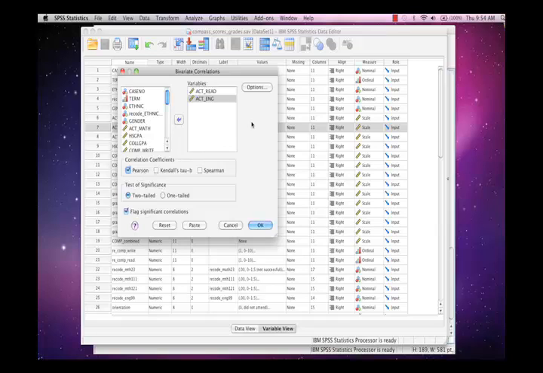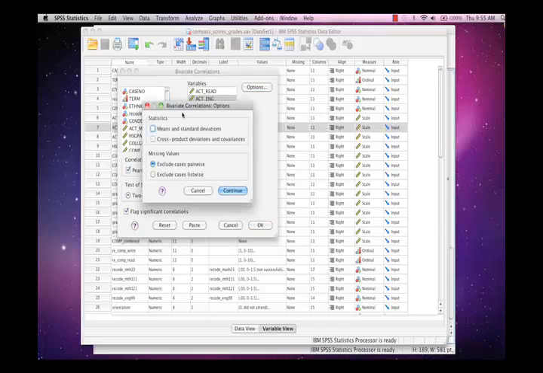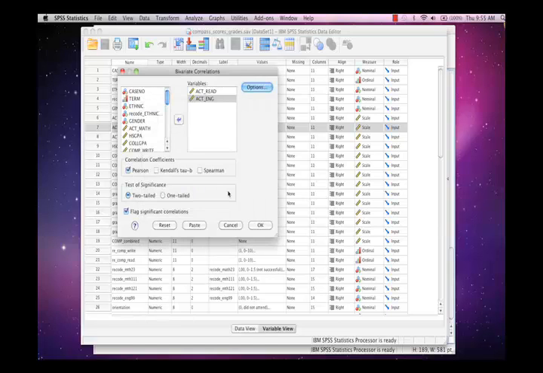Let's see what options gives us for now. Okay, when we select options, this is the box that we get, and let's ask for means and standard deviations. Let's ask for some descriptive statistics on these two variables. Continue. And we're not testing for significance right now. We're not testing a hypothesis right now necessarily. So the default on this is two-tailed. That's fine. We'll talk about what that means later when we talk about hypothesis testing. We're going to leave that and select OK.